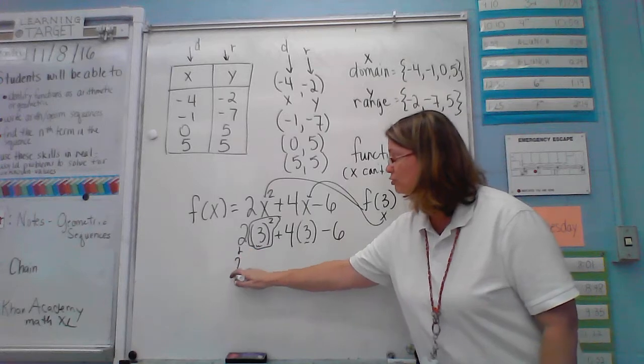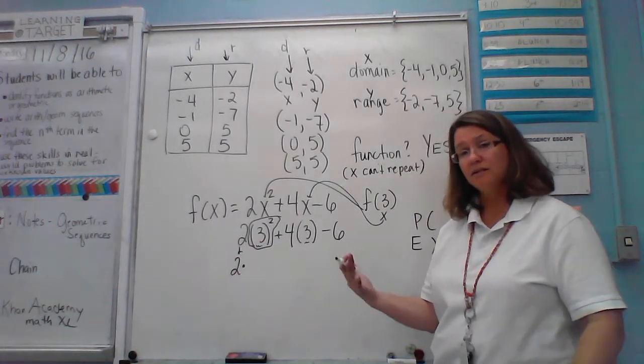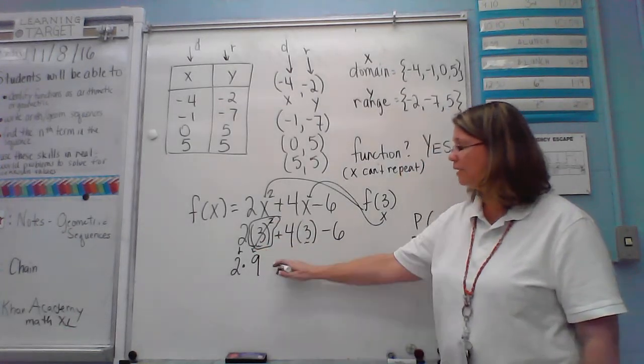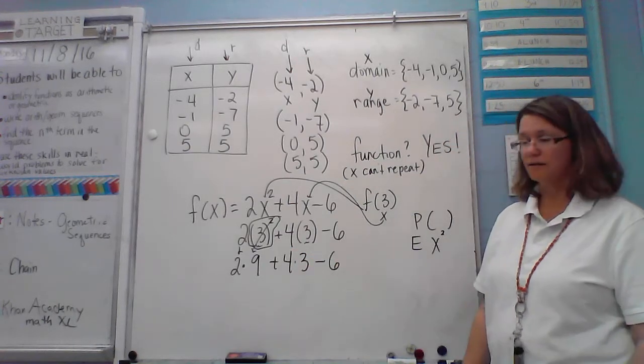So we're going to rewrite the 2, then we're going to bring down a times symbol because a number next to a parenthesis is times. 3 squared happens to be 9. Then we've got 4 times this 3, subtract that 6.